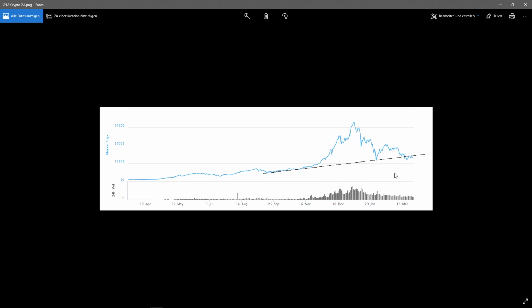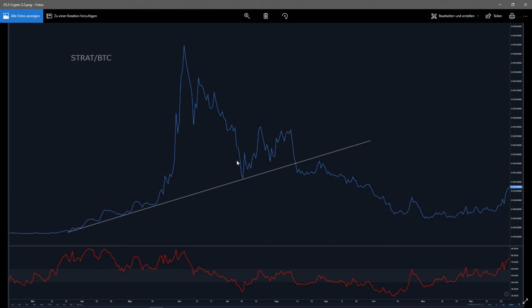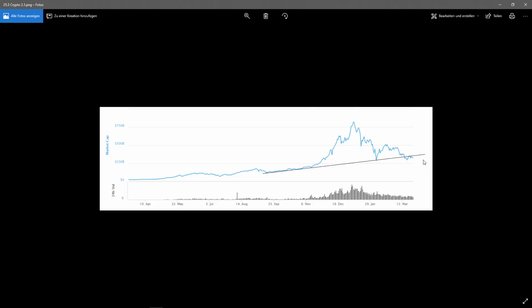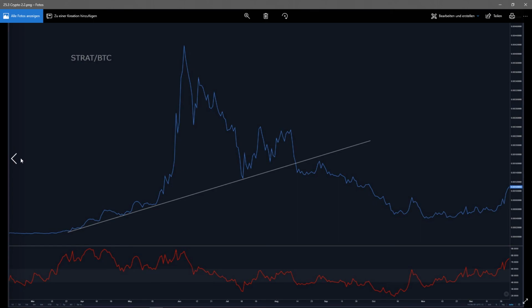That ABC correction wave and then this dead cat bounce, and then we broke through the triangle, and then not the triangle, through the trend line, and then yeah, we retested and it went further down.